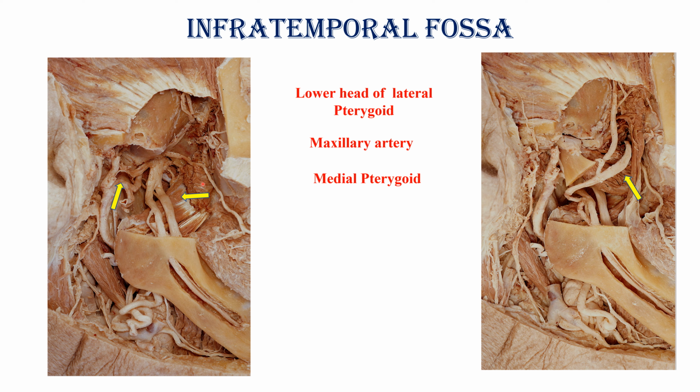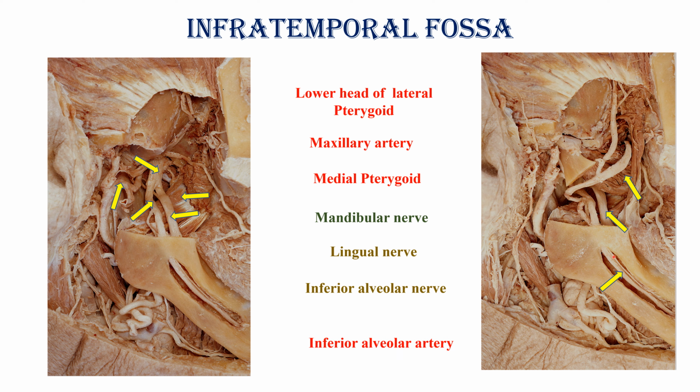The medial pterygoid here, and that is the mandibular nerve, the main trunk of the mandibular nerve as it leaves the cranial cavity through the foramen ovale, then gives its branches. That is one of the largest branches of the mandibular, the lingual nerve, here and here. Then the inferior alveolar, the second large one, this one here, and here in the mandibular canal, that is the inferior alveolar nerve. And then the inferior alveolar artery, a branch of the maxillary, which will join the nerve in the canal.